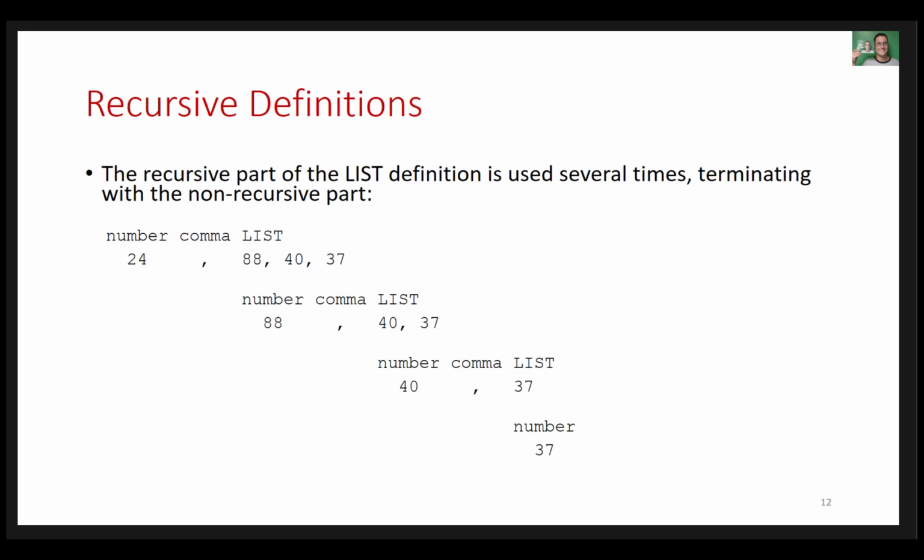Because in the definition, I have two things, right? The first thing, a list is a number. It's applicable here only, right? And then a list is a number, comma, list. It's applicable in the first case, second case, third case, right? And this is how we are doing the recursion.